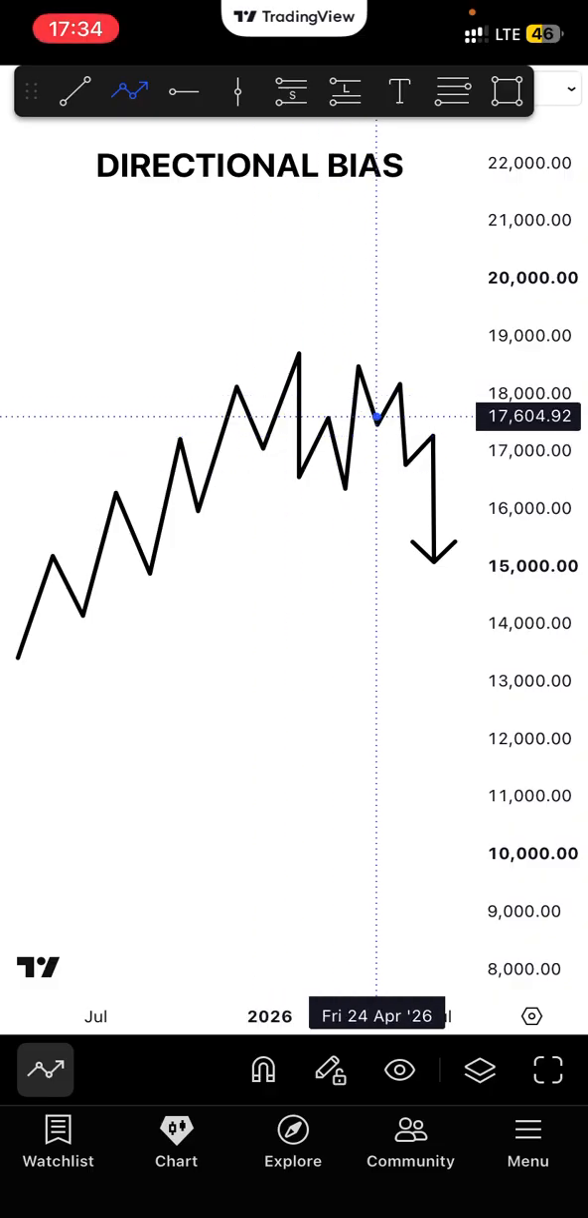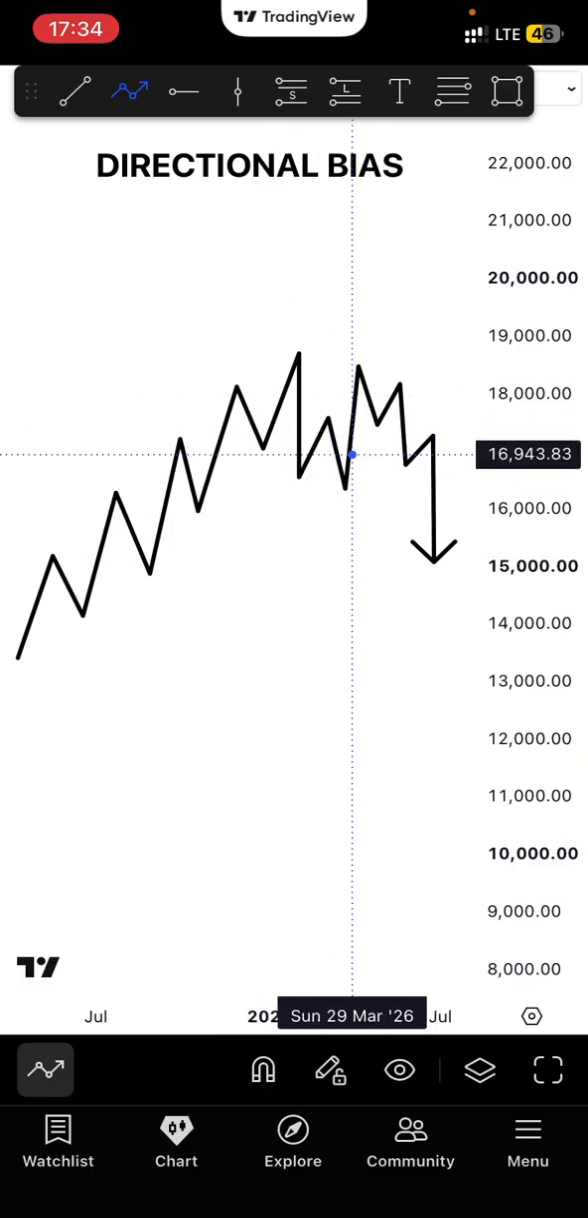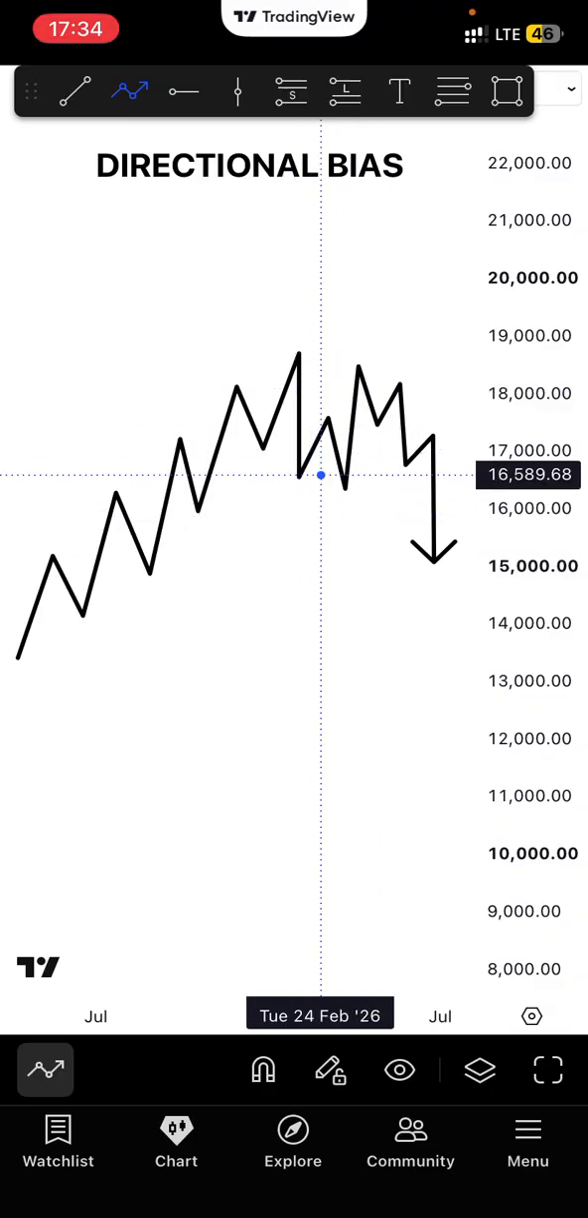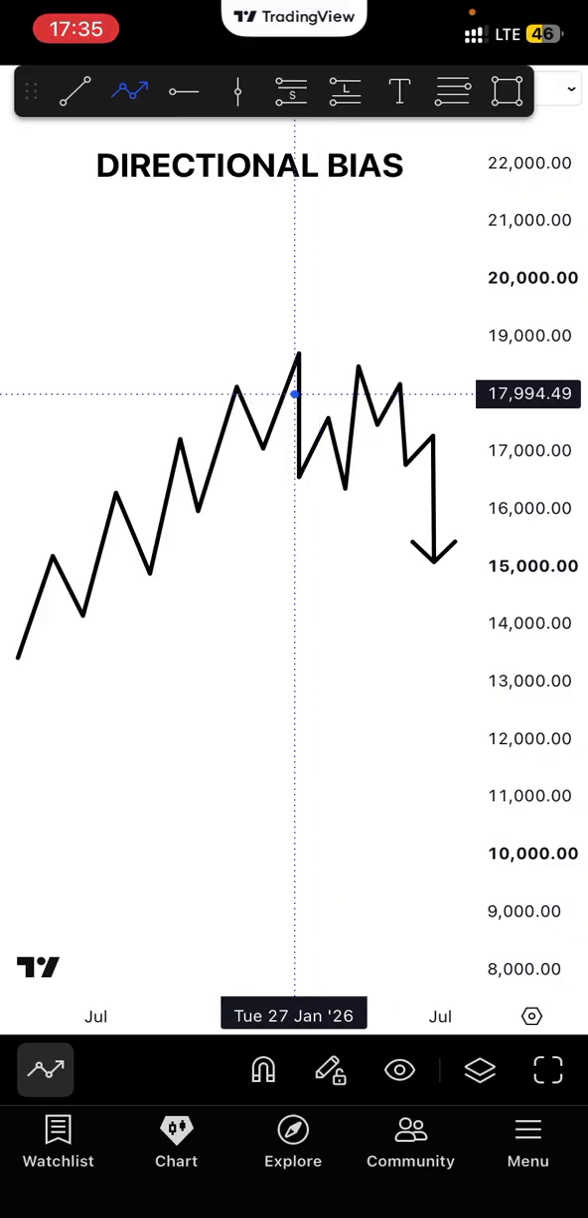So I don't use this double break of structure for my entries in any way. I just use it to form my direction. So once I go to the higher time frame, I'll look at what the chart is doing: if it's giving me higher highs and higher lows like I showed you in the beginning of the video, or if a market structure shift has happened, or if a double break of structure has happened. Once I see that, I would know what to do on my 1 hour time frame. So this is how I find my directional bias in the market.